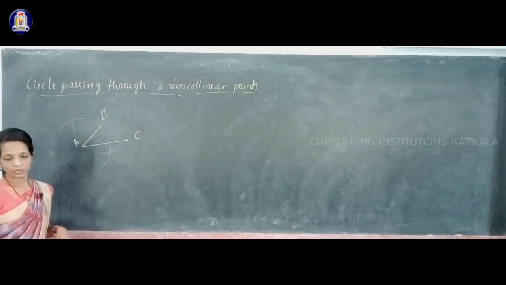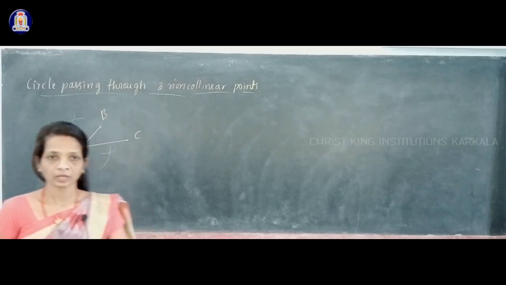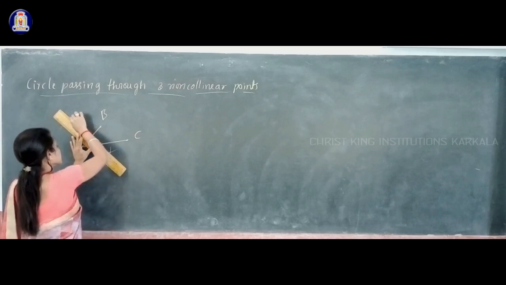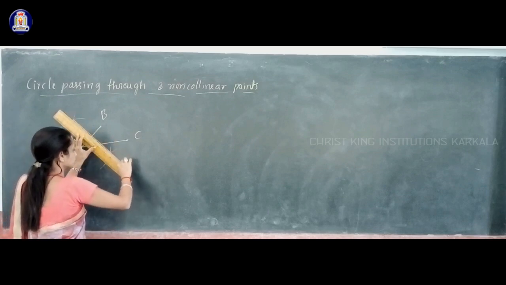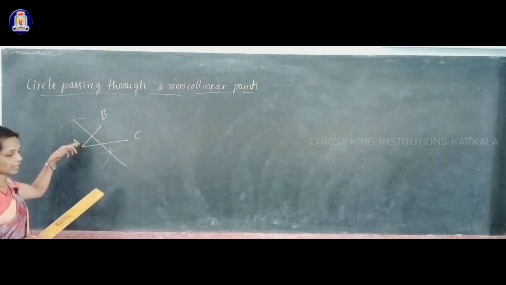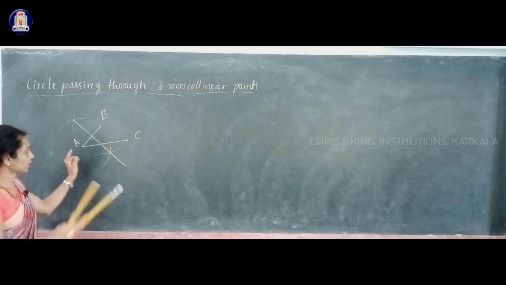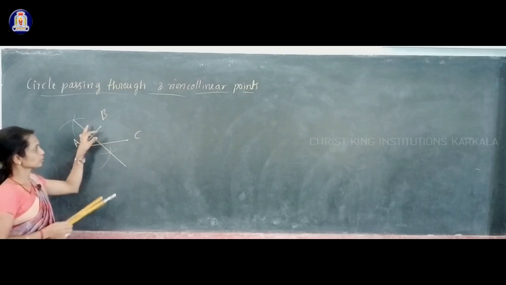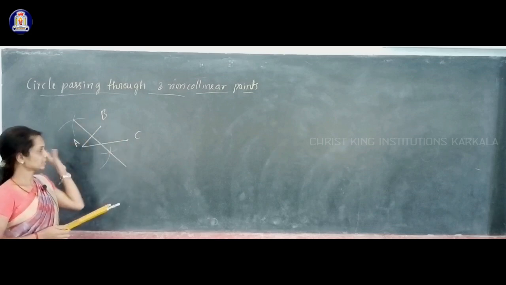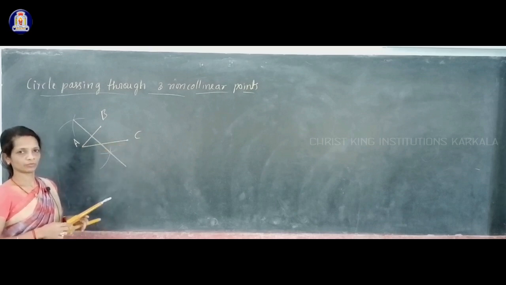Now you will get two points of intersection of arcs. Those two points of intersection you have to join using your scale. Like this you join, and this is the perpendicular bisector of AB. In the same way you have to draw the perpendicular bisector of another line, AC. Suppose you joined AB and BC, then you have to draw the perpendicular bisector of BC. Now we joined A and C, so you have to draw the perpendicular bisector of AC.